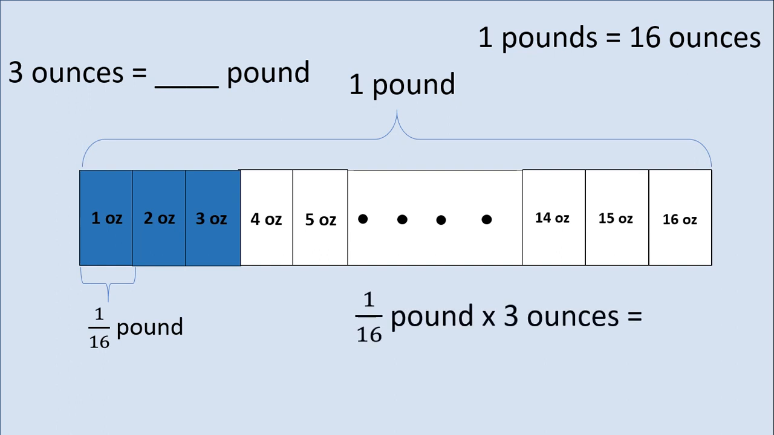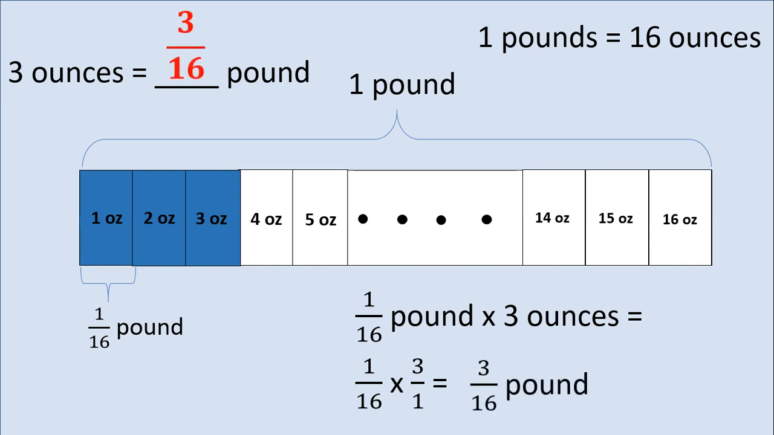or we can multiply 1/16 of a pound times 3 ounces. 1/16 times 3 over 1, we can multiply across. 1 times 3 is 3, and 16 times 1 is 16. So 3 ounces is equal to 3/16 of a pound.